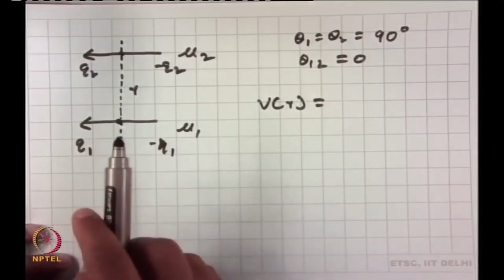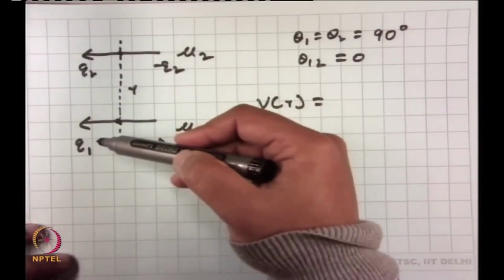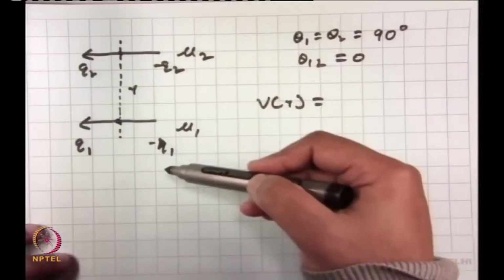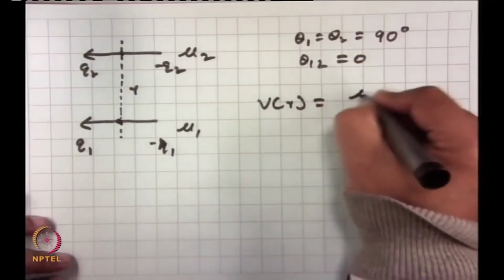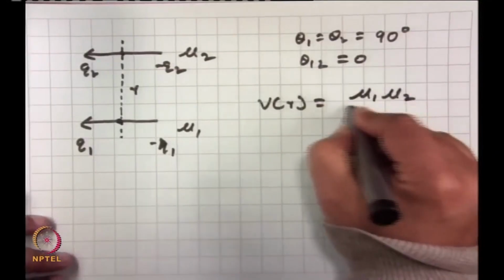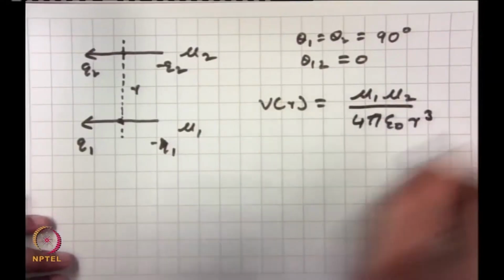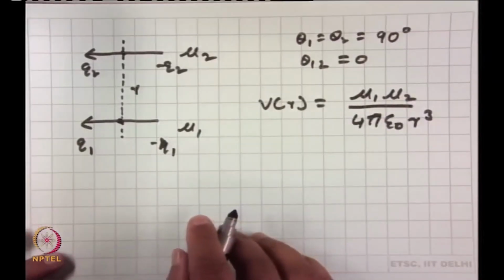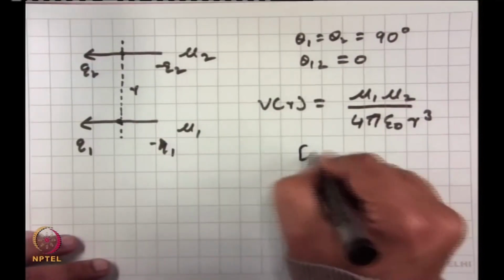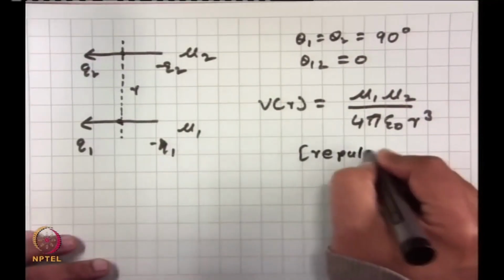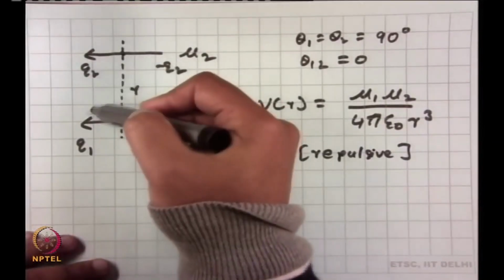It should be repulsive, right, because you see q2 is close to q1, which are both positively charged ends, and then q2 is close to q1, which are again the negatively charged ones. So this one would be mu1 mu2 over 4 pi epsilon 0 r cubed. And the interaction is repulsive in nature, because your like charges are just on top of each other.